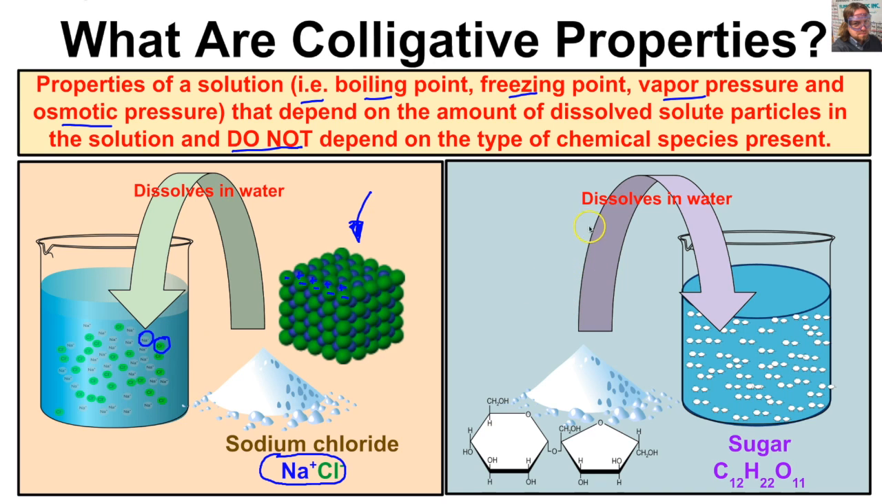And the same thing with sugar. If we put sugar in water, we know from prior experience that it too is going to dissolve, right? And yes, sugar is going to dissolve, but it's not going to dissociate. It's not going to break apart like we see this ionic compound do on the left-hand side. So the freezing point of this solution is going to decrease, and the boiling point of this solution is going to increase as well.